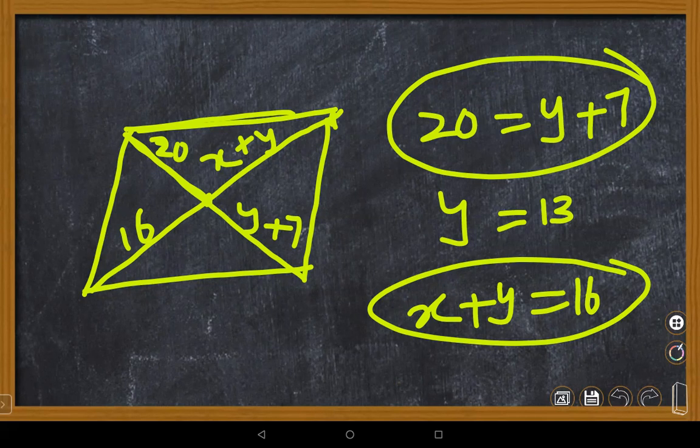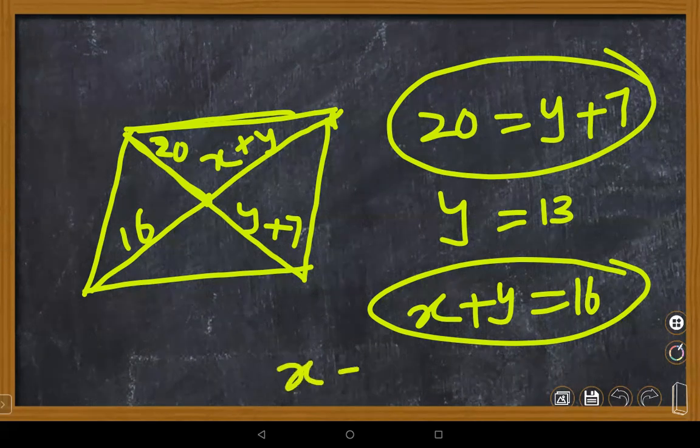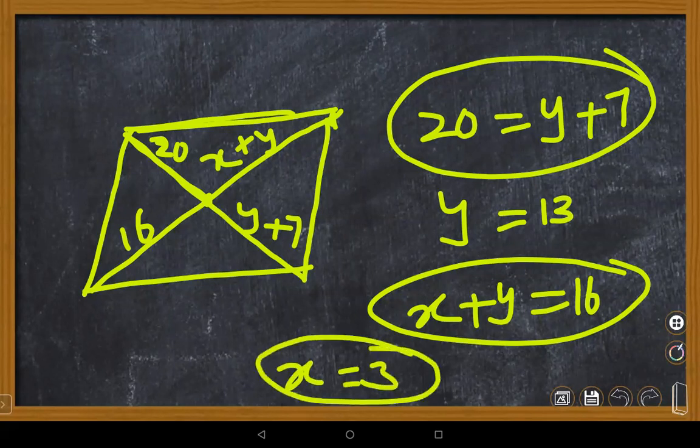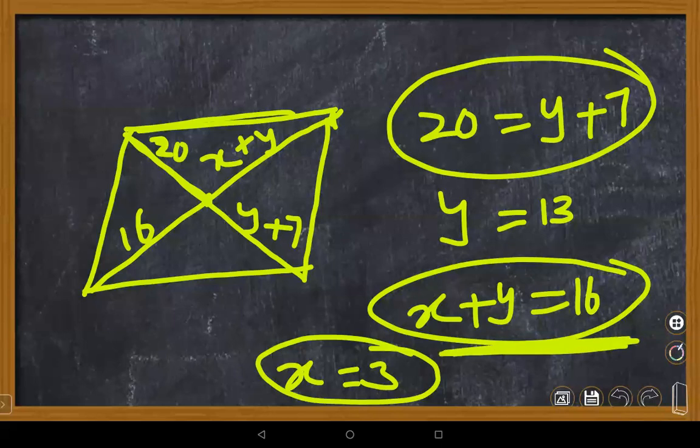Exactly. From this, x plus y is 16, so what is the value of x? Put 20 minus x is 7, which is equal to 13, and x is equal to 3. 13 plus what number gives you 16? Because x plus y is 16, y is 13, so x value is 3.